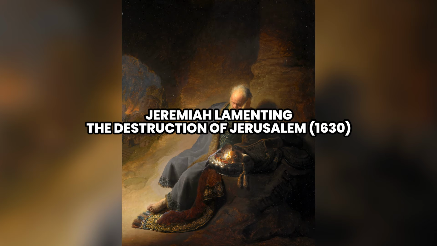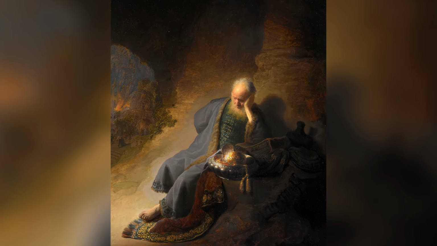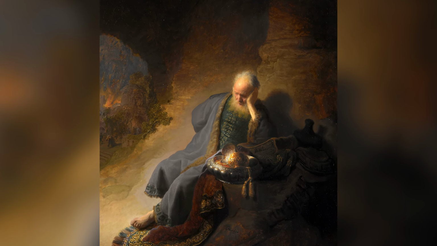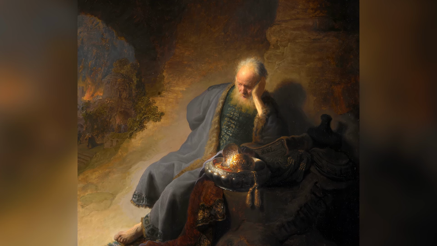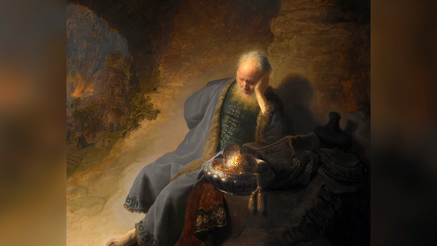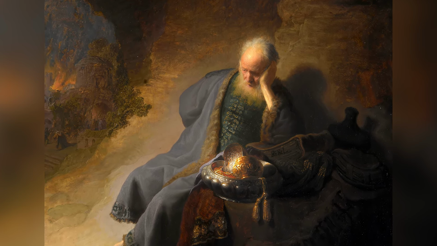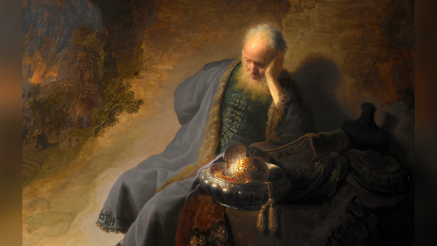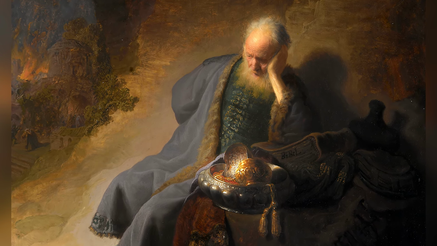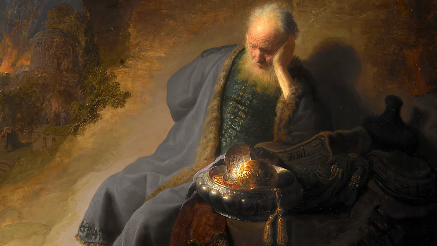Number 20. Jeremiah lamenting the destruction of Jerusalem. 1630. Painted around 1630, Jeremiah lamenting the destruction of Jerusalem is considered one of Rembrandt's early masterpieces. Inspired by the Old Testament, the scene presents the prophet Jeremiah in grief, reflecting on the fall of the holy city at the hands of the Babylonians. Still a young man, Rembrandt employs his budding mastery of chiaroscuro to create a dramatic focus. The prophet's face, illuminated with dim light, stands out against the gloom that envelops the rest of the composition.